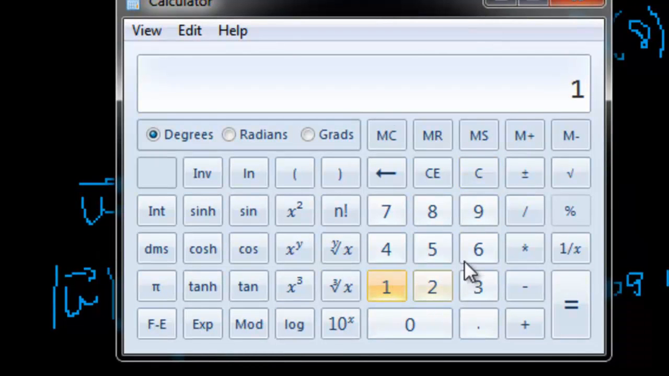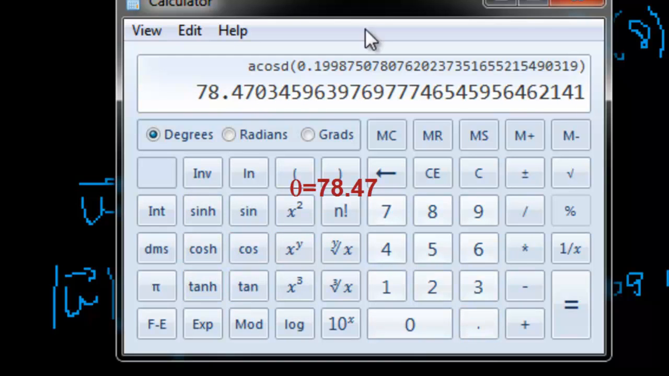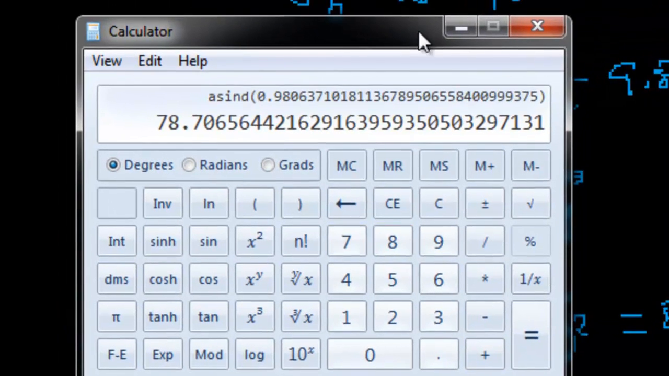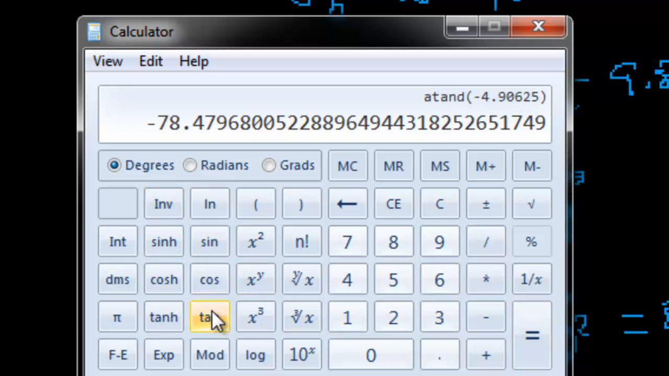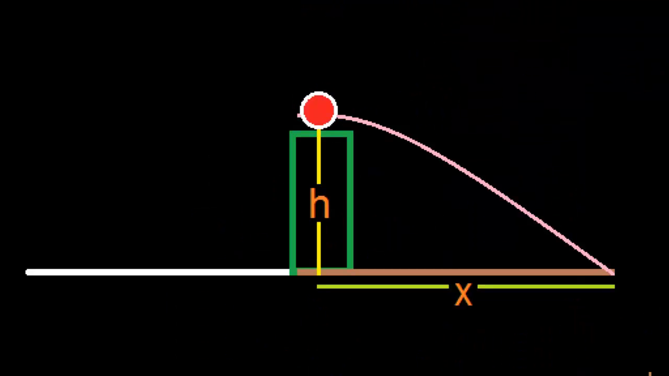For the inverse cosine, it's 16 divided by 80.05. Inverse cosine, and the angle is 78.47. Try inverse tan, negative 78.5 divided by 16 equals inverse tan. Also 78.47, which is very close to this one.